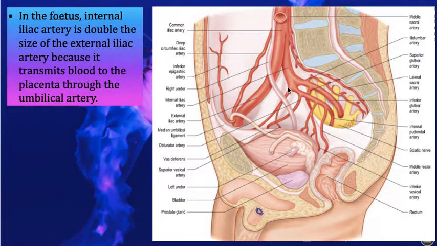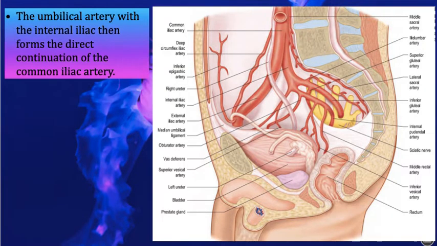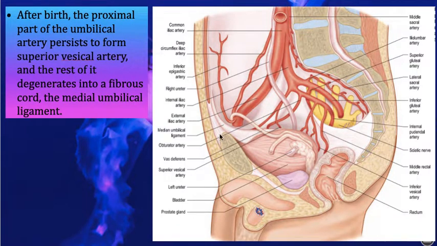In the fetus, the internal iliac artery is double the size of the external iliac artery because it is transmitting blood to the placenta through the umbilical artery. The umbilical artery then forms a direct continuation of the common iliac artery. At birth, the proximal part of the umbilical artery persists to form the superior vesical artery, and the rest of it degenerates into a fibrous cord, that is the medial umbilical ligament.